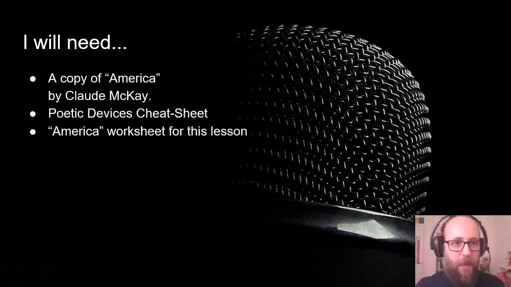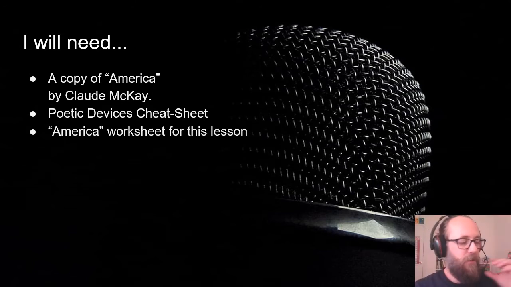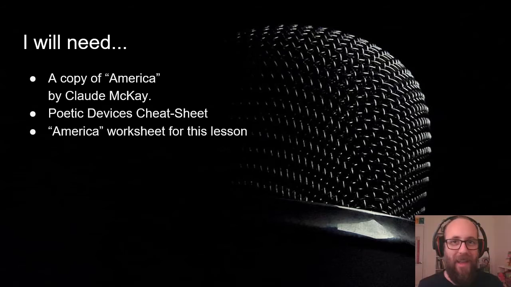So what are you going to need today? You're going to need a copy of America by Claude McKay. This is it right here. You're also going to need the Poetic Devices cheat sheet. It's from last week's packet. Okay, there should still be a couple of terms on that packet, that very first page when you open it. There should still be some terms on there you haven't filled in, and we're going to fill them in today. Also, you're going to need the America worksheet for this lesson, America by Claude McKay. I have the answers already. I did the work already. If you got all that, let's move on.